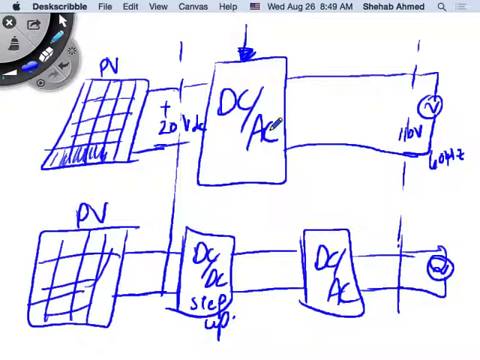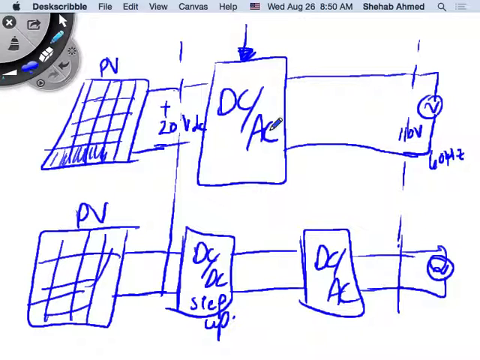The other way to do it is, of course, to put all these modules in series and parallel and connect them to a big central inverter. That method has issues when there's shading, when there are different types of panels. We will not get into that in this course. But because of that interest to extract as much energy as you can from a PV module or a PV array, people are working on what is called a microinverter.